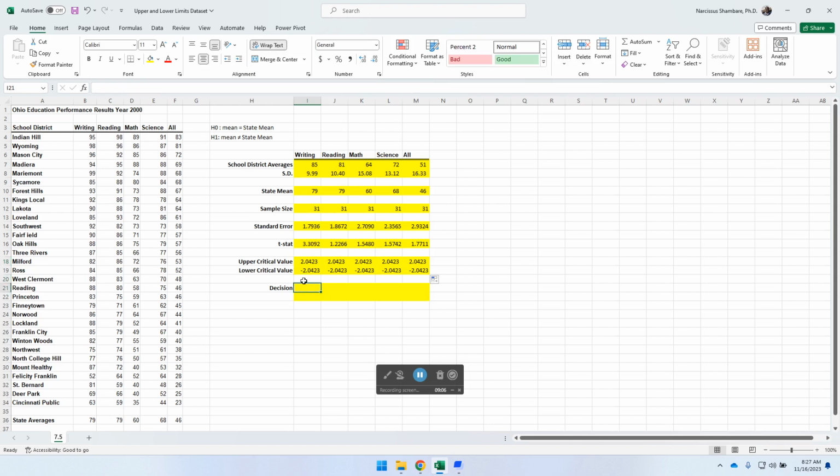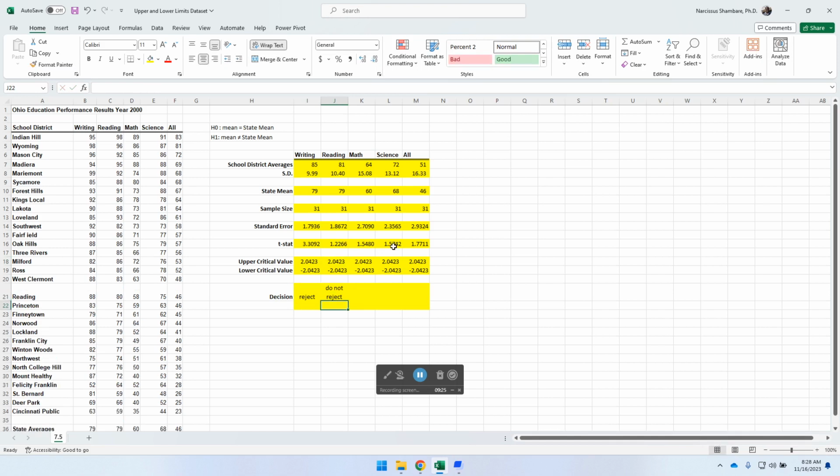So for the first one here, we reject the null hypothesis. If the t-statistic is lower than the cutoff point, we do not reject. We can see that it's fairly straightforward: the rest are lower than the cutoff point, therefore we do not reject for the rest. We only reject on the first one because the t-statistic is higher than the cutoff point. So there you have it.